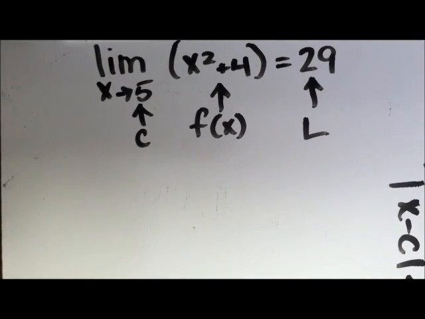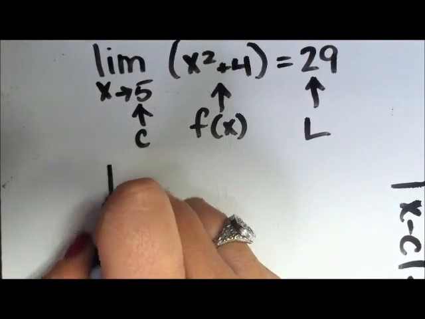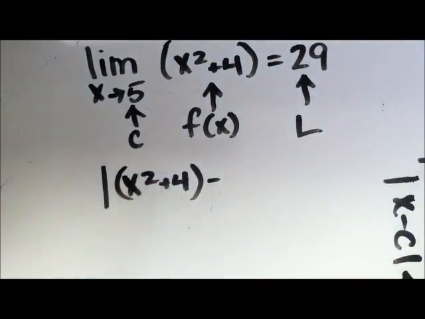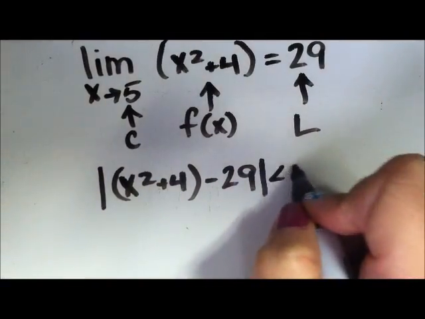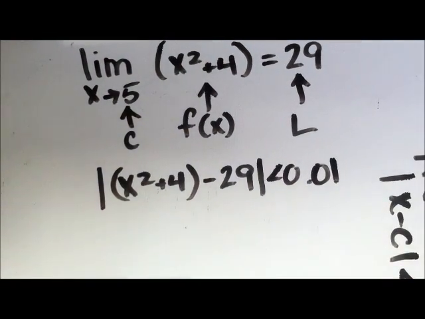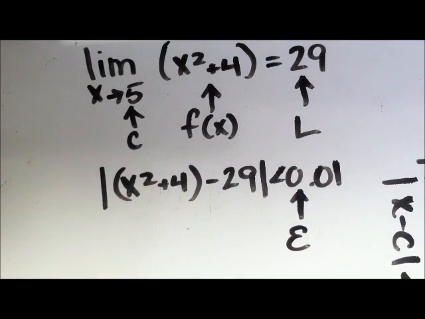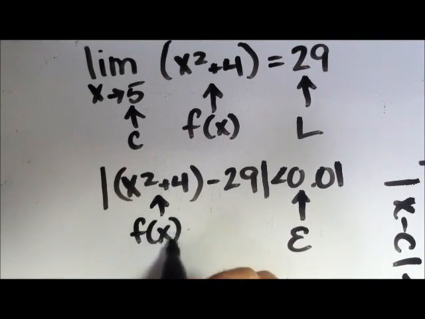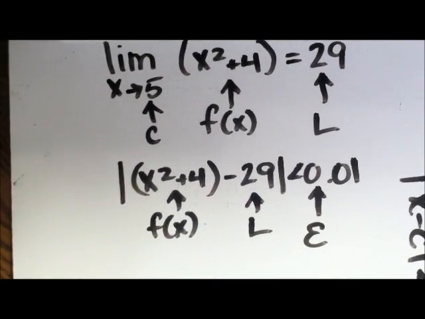I'm given an epsilon in problem 42, and that epsilon is equal to 0.01. So they actually say the absolute value of my function, x squared plus 4, minus my limit, which is 29, is less than 0.01. To continue with the same pattern of labeling, this is my epsilon here, this is my f of x, and this is my limit. So you can see this looks just like the definition.